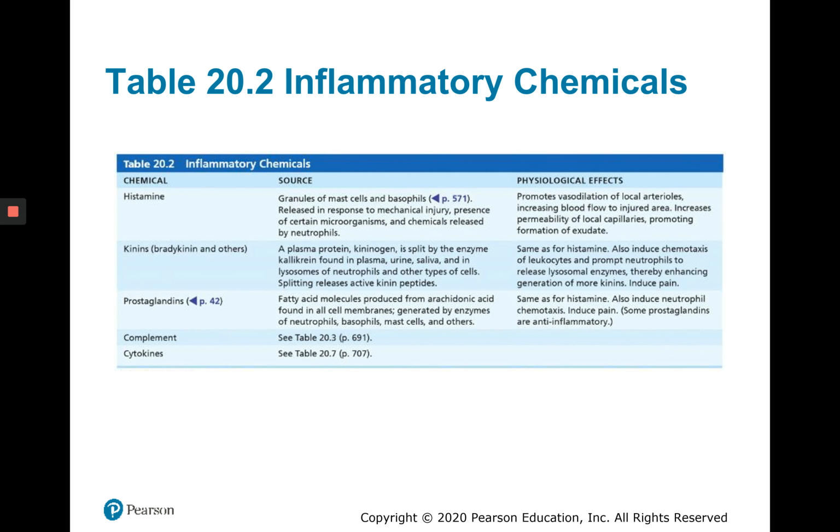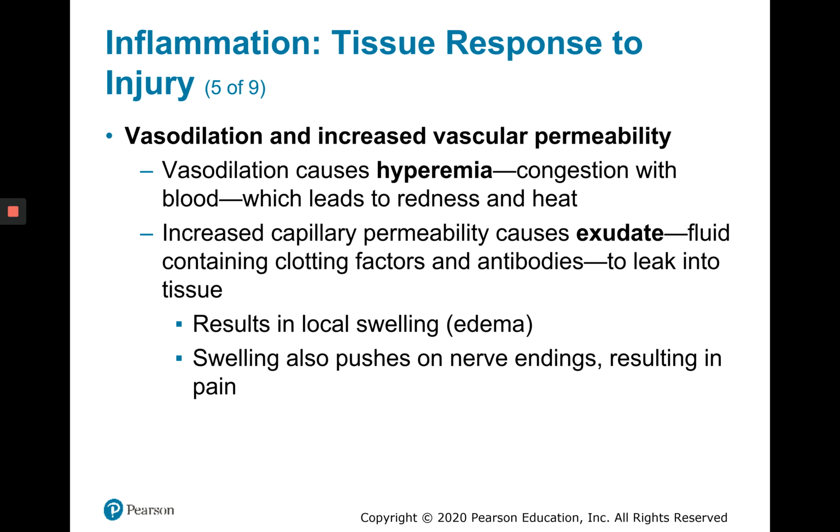So here's just a table for the inflammatory chemicals. I do recommend giving it a look over, but we're going to go into more detail about some of these, especially complement. All right. Now, let's look at what's happening after our chemical alarm and how it's going to lead to our 4 cardinal signs of acute inflammation.